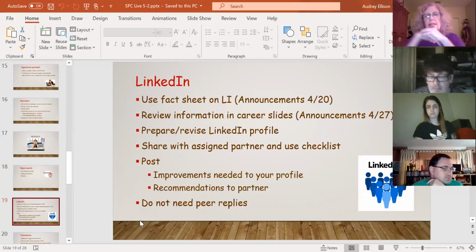So LinkedIn, I gave you a fact sheet on LinkedIn on 4/20. I'm going to review career information next Wednesday, so that would be provided next week. You have to prepare or revise a LinkedIn profile. You're going to share it with the same partner, assuming the partnership worked for week 5. If it didn't, we'll review that.